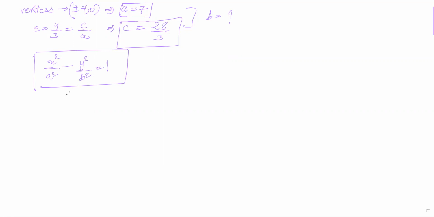Now solve question number 15th also. Solve question number 15th as well.